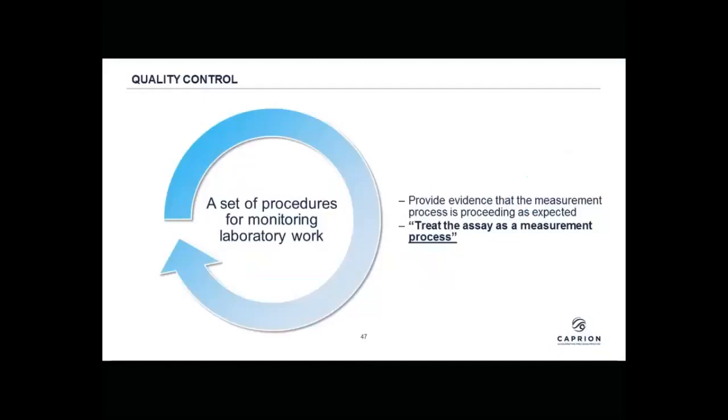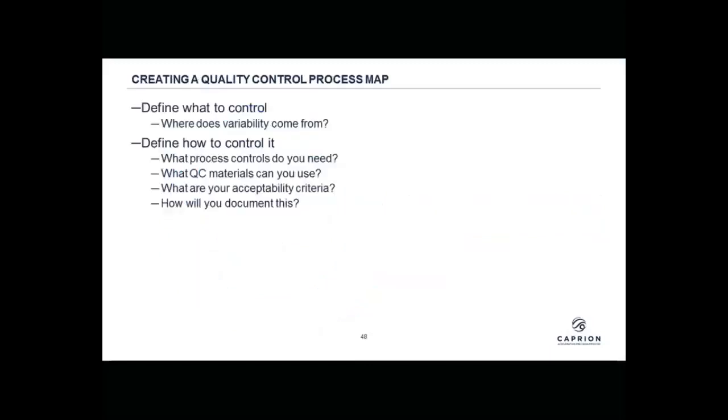So monitoring is the overall quality processes that we have in the laboratory. And so quality control is a set of procedures for monitoring laboratory work. It provides evidence that the measurement process is proceeding as expected. And so don't forget, we're going to treat our assay as a measurement process. And so we want to create a quality control process map.